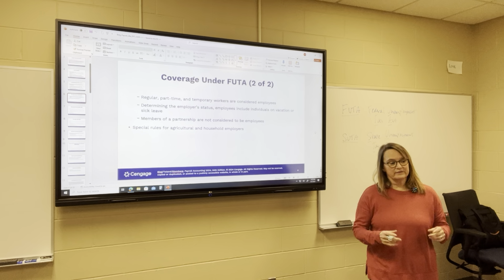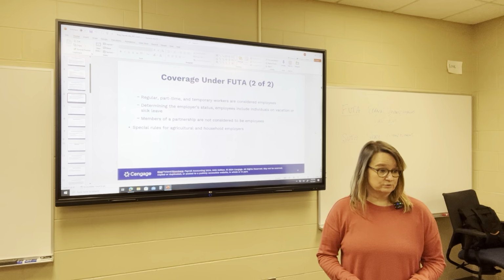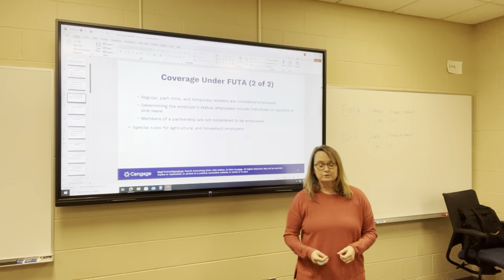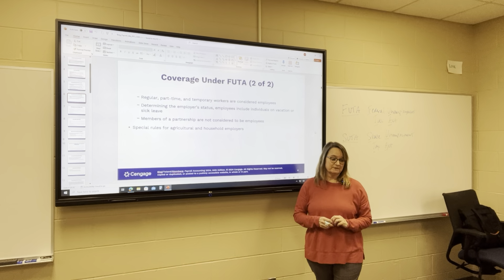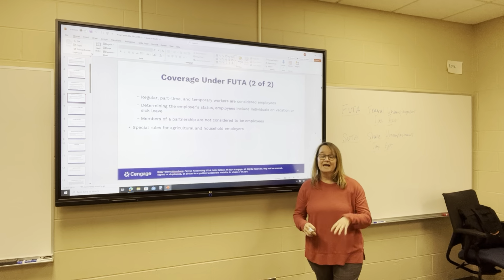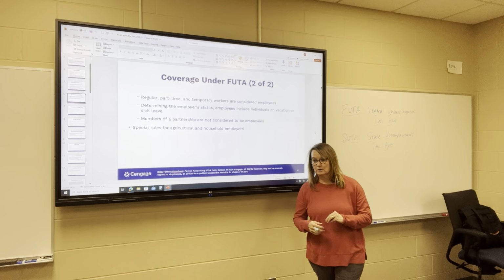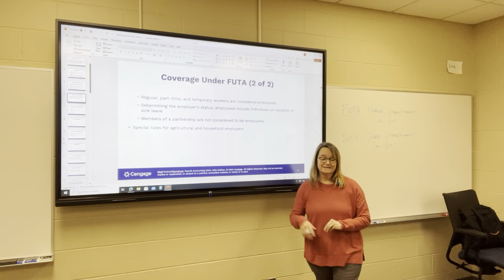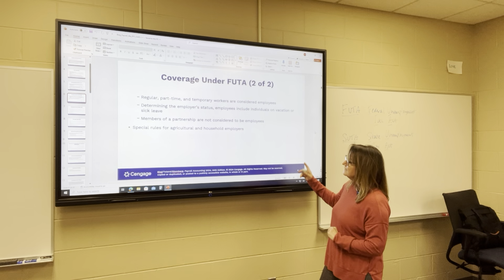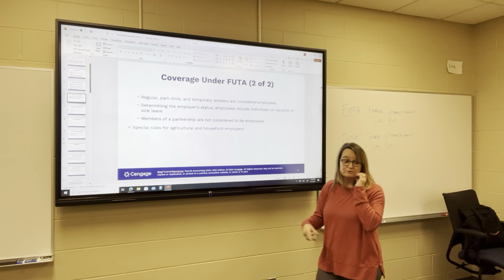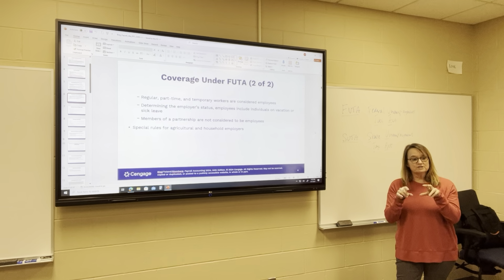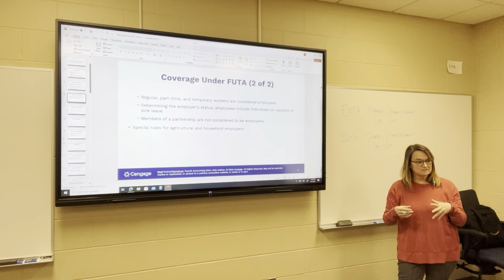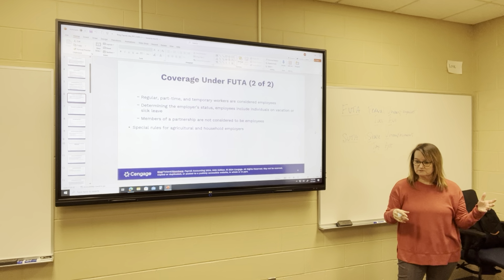Members of a partnership. So when they say members here, what they're talking about are the owners, the partners. Partners in a partnership are not considered to be employees, just like they're not considered to be employees for Social Security and Medicare tax purposes, and they're not considered to be employees for federal income tax withholding purposes. Same thing for FUTA. And again, there are some special rules for agricultural and household employees, just like what we talked about with the other taxes as well. So the definition of who is an employee for FUTA tax purposes is generally the same as the definition of who is an employee for the other taxes that we've discussed.